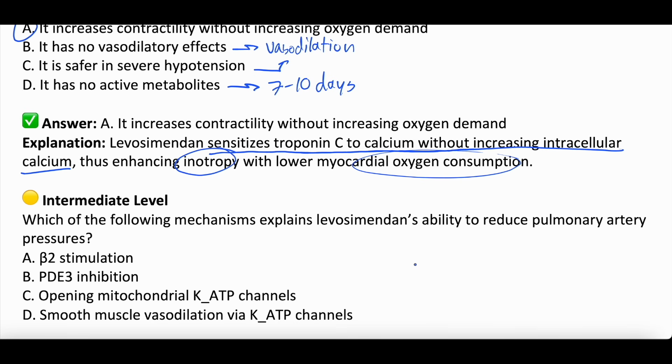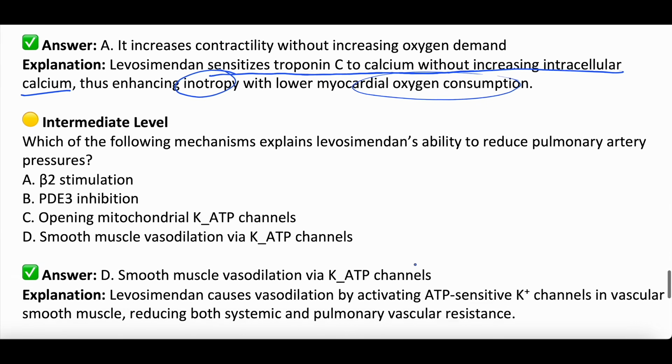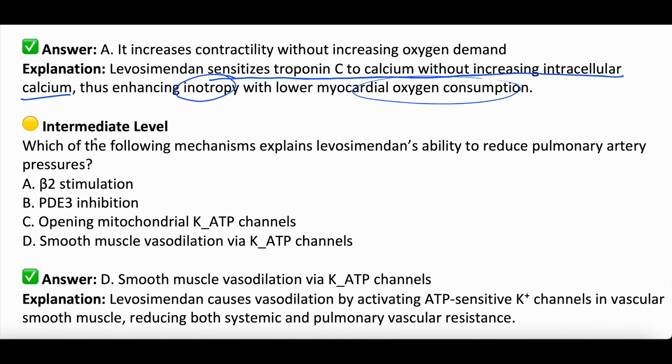The answer is D. Smooth muscle vasodilation via potassium ATP channels. So levosimendan, as we talked about, causes vasodilation of the blood vessels by activating this ATP potassium sensitive channel in vascular smooth muscle. This reduces both systemic and pulmonary vascular resistance and explains why it could reduce pulmonary artery pressures.